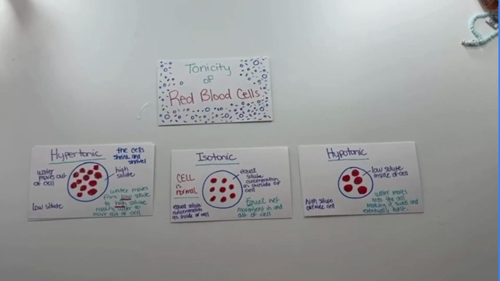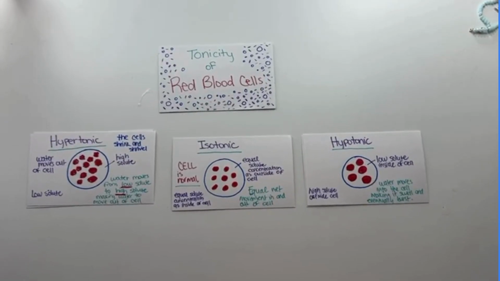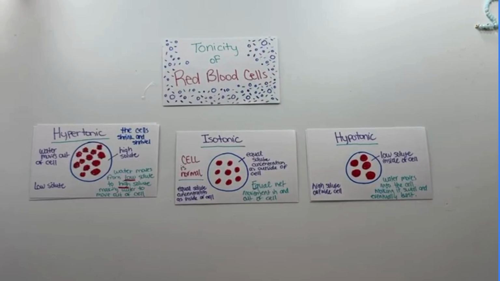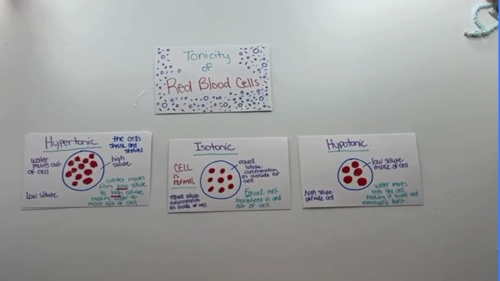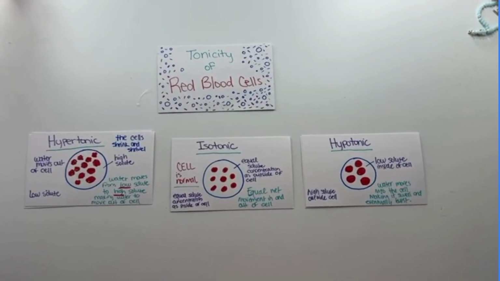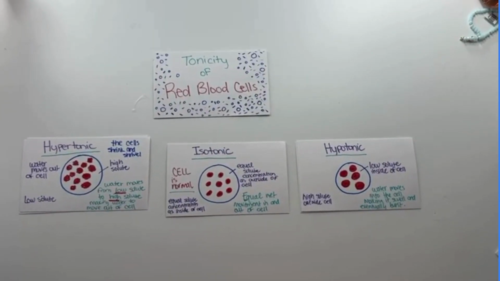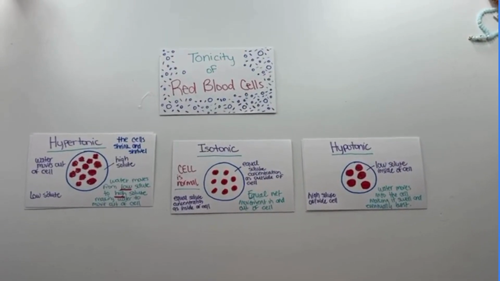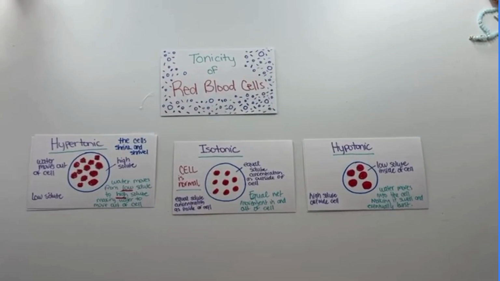In isotonic solutions, there is equal net movement in and out of the cell. So the water comes in and goes out in a net movement, and it's equal, so the cell remains normal. In hypotonic solutions, there's low solutes inside of the cell and high solutes outside of the cell. So water moves into the cell, making it swell and burst. So what you need to know about hypotonic is that water moves in, and that's why the cells swell and burst.